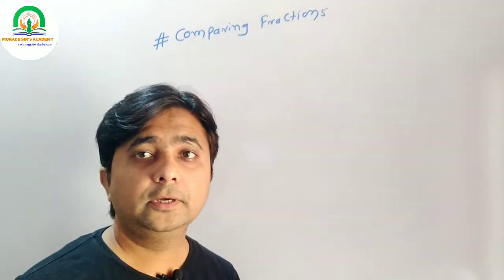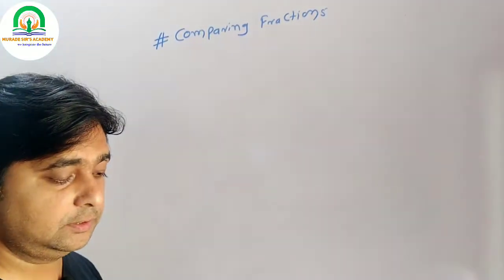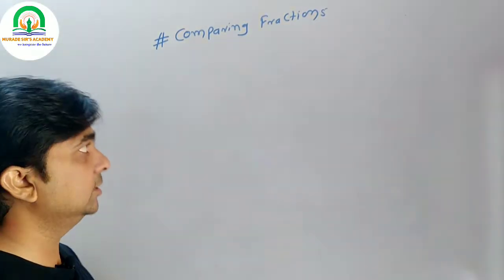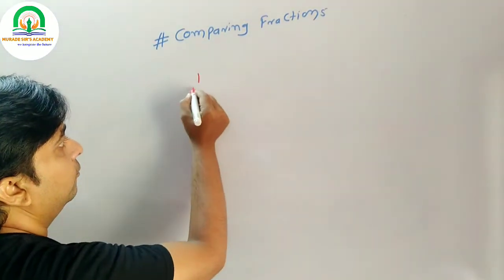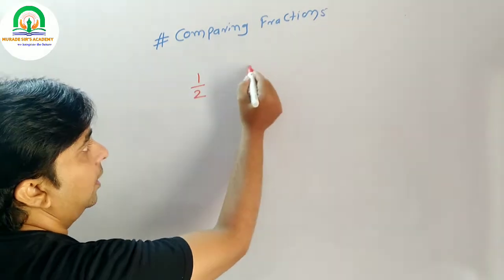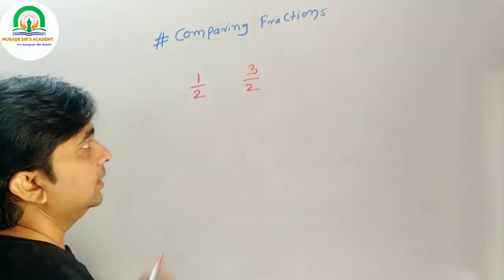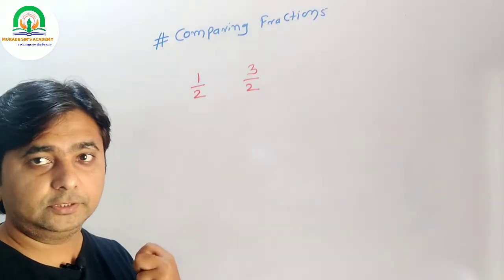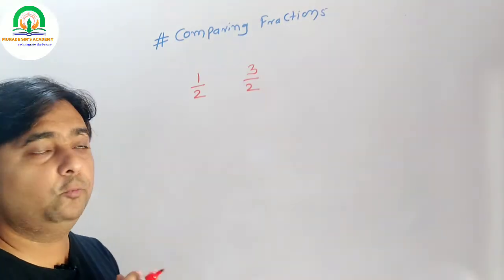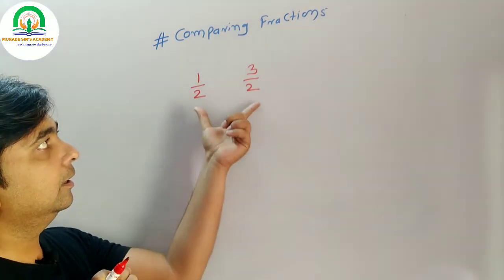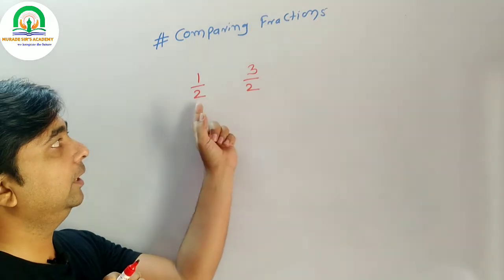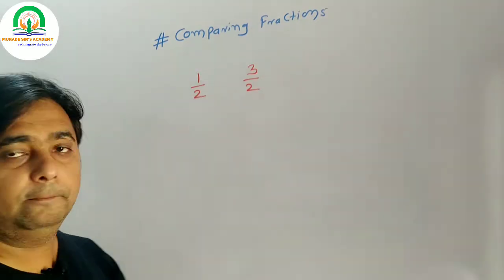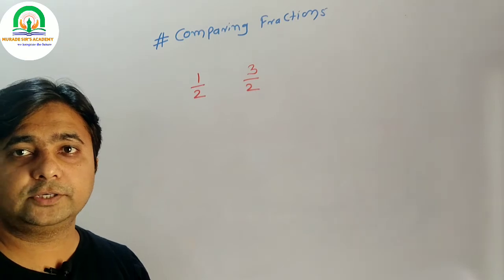This part is comparing fractions. First we will take the like fractions, meaning 1/2 and 3/2. These are the like fractions. How do we compare between the like fractions? First we will see how we compare between the like fractions. Okay, this is 1/2, 3/2. These are the like fractions.